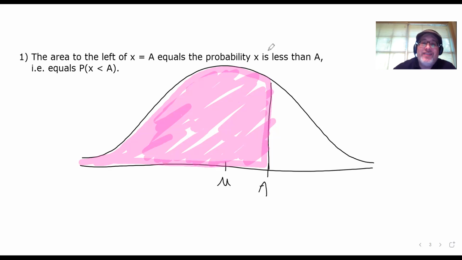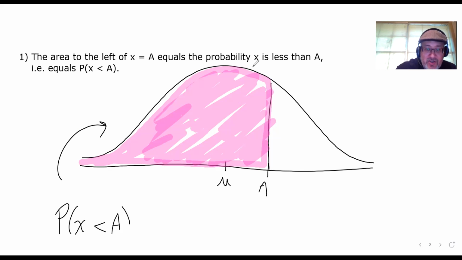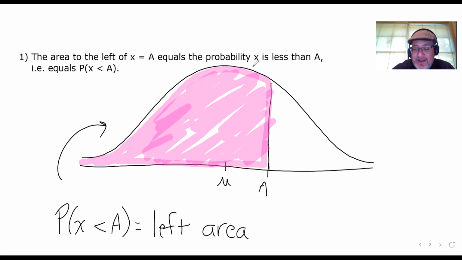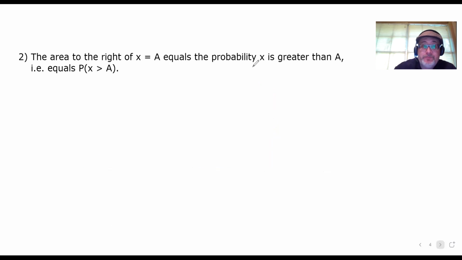But if you could shade that in and calculate its area, then the probability that you pick a number in this distribution and it's less than whatever that a is equal to that left area. So left area tells you probability that you are less than a certain number. Now, vice versa, the area to the right of x equals a equals the probability x is greater than a.